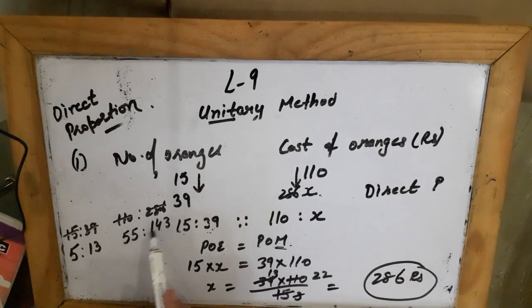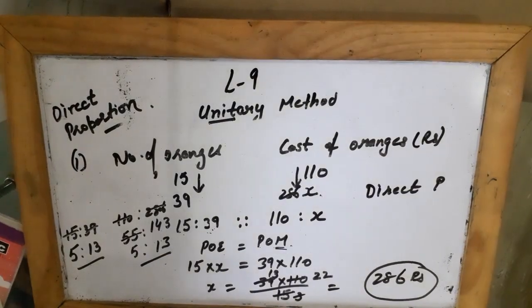Now if you see, both can be cancelled by the table of 5, 11 5s are 55, 11 1s are 11, 30. So 5 is to 13 and 5 is to 13. So on both sides you have the same ratios. So it means this is in direct proportion.